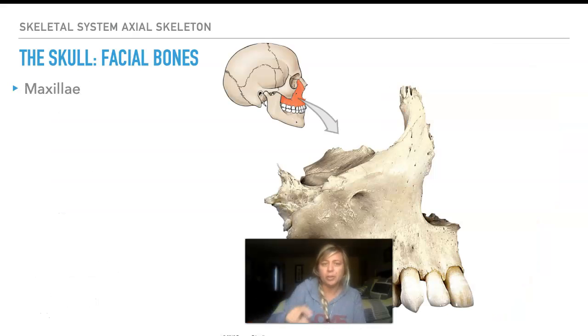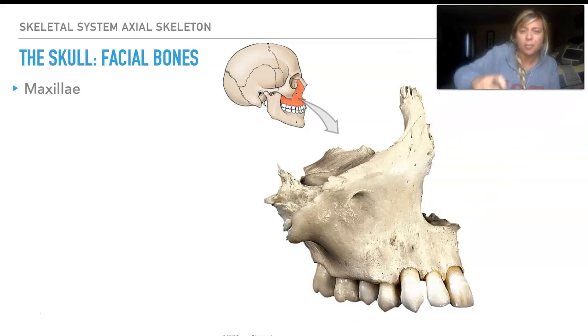The first bone that we're going to look at here is the maxilla. There are actually two of them, a right and a left half, and they fuse together. They're the largest of the facial bones. They form the upper jaw and the lower part of the eye orbit here, and most of the hard palate. The roof of your mouth is the hard palate, and the anterior portion of it is maxillary bones.